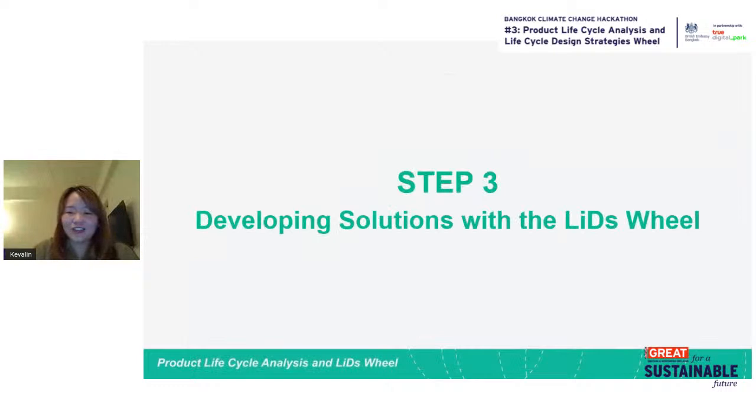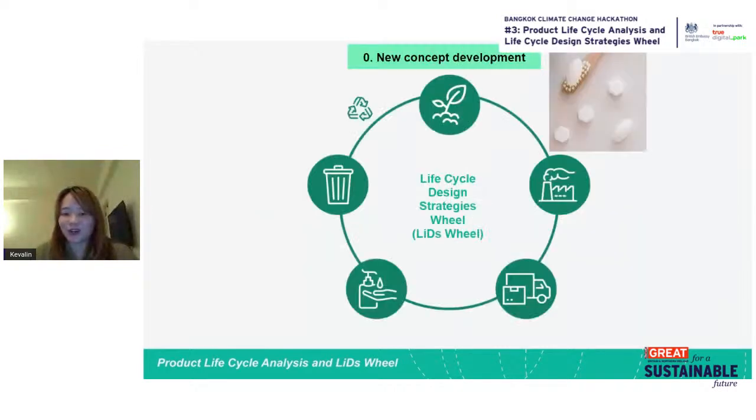Here we are at the third step, developing solutions with the LiDS wheel. Now we are going to talk about how to do the different things, how to actually reduce the environmental impact of the solution if you already have one, or how to create a new solution that wouldn't create more harm to the environment. Here's the LiDS wheel, which stands for Product Lifecycle Design Strategy Wheel. It provides us with 8 strategies of how to go about making our solution more eco-friendly. Easy tip: the earlier phase you tackle, the more environmental impact you can reduce.